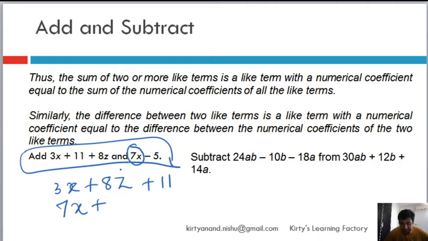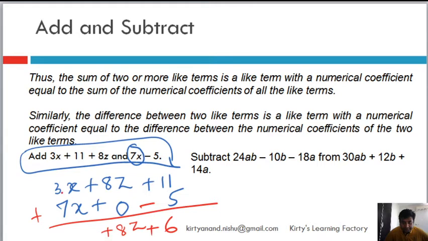Plus, do I have anything as a multiple of z? No, I don't. So I will put a 0 here, and yes, I do have a constant, so plus I will put minus 5 here, and then I will just do an addition. Simple. So what is it? 11 plus minus 5 is 6. 8z plus 0 is 8z, and 3x plus 7x is 10x. So that's my answer. Very simple.